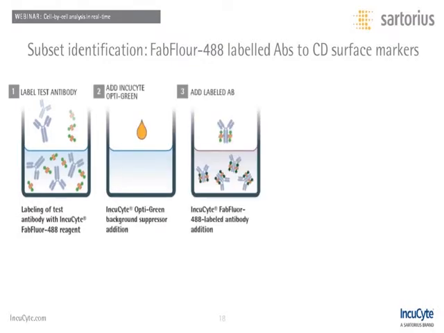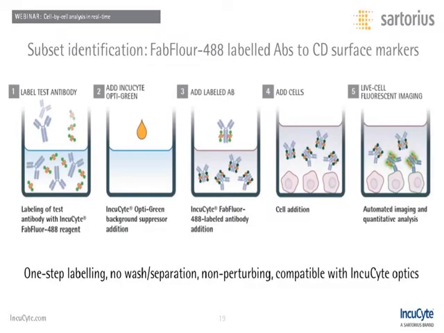The labeled antibody is then added to the assay plate together with a fluorescence background suppressor and any other reagents necessary for the assay. Lastly, the cells are added to the plate, and then the assay plate is placed in the IncuCyte for imaging. The antibody is then able to bind to the marker as and when it appears on the cell, allowing for the identification of further subsets. And this is a one-step, no-wash or separation protocol, and it's non-perturbing and compatible with IncuCyte optics.